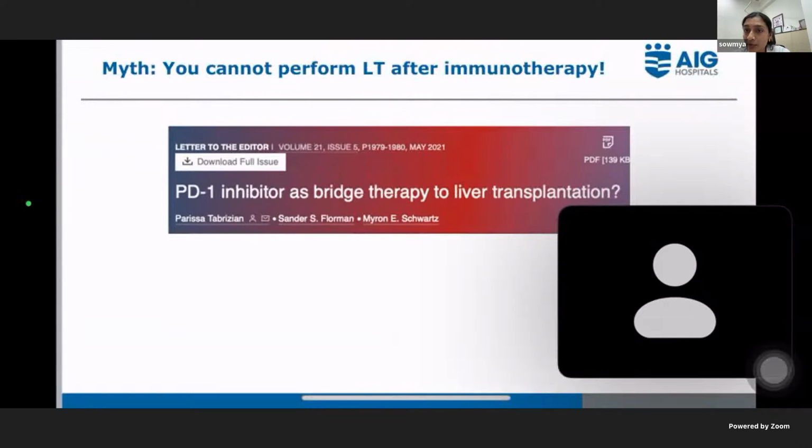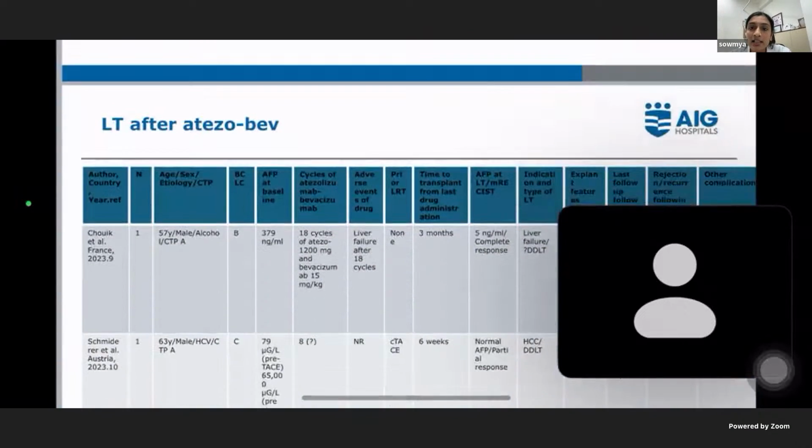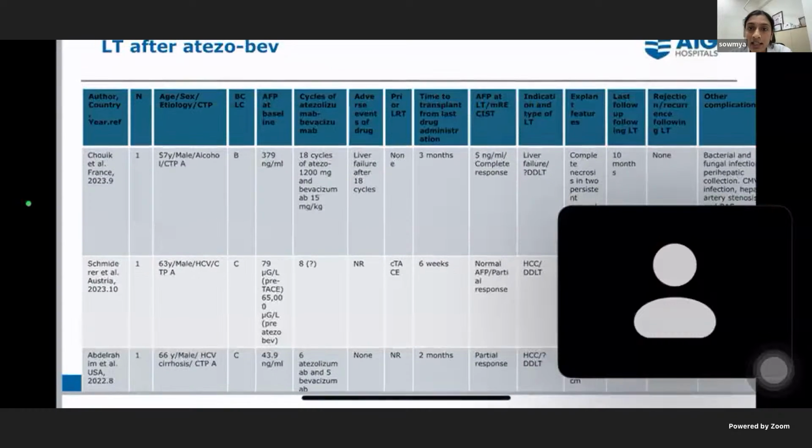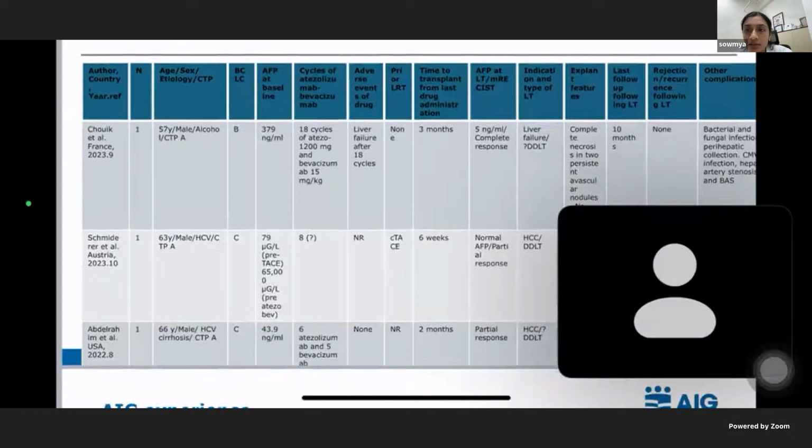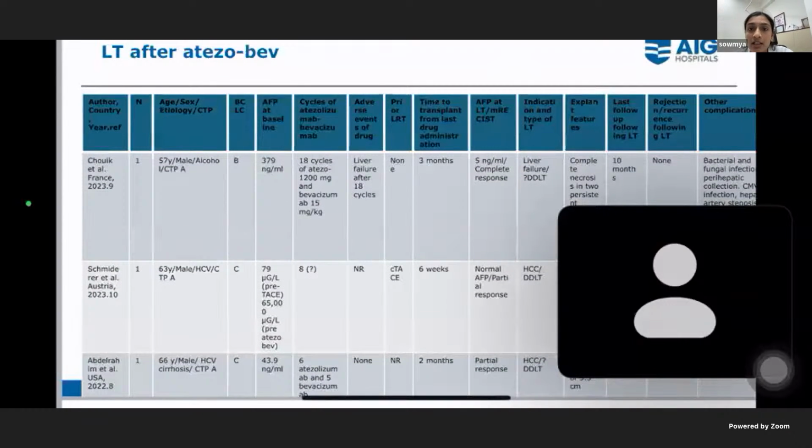The myth is that you cannot perform liver transplant after immunotherapy, and PD-1 inhibitor as a bridge therapy to transplant has been tried in many studies. There are certain case reports I'll be mentioning here. One case report done by Dr. Chaulik in France showed a 57-year-old male who was an alcoholic, had HCC, and Child-Pugh category of cirrhosis was A, and belonged to BCLC B category, and his AFP was 379 at baseline.